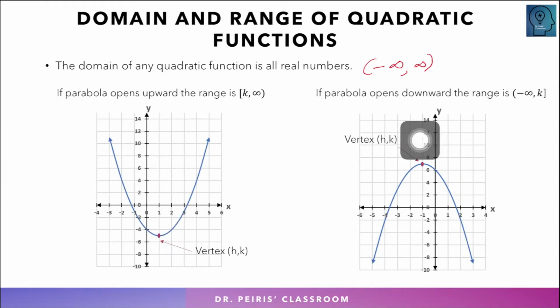And now this is the case when the parabola opens downward. In this case we have a maximum. Here is the maximum, so the vertex corresponds to the maximum value of the parabola. The y values go to negative infinity. So the y values go from negative infinity to this maximum value, which is k. So the range is minus infinity to k. Again, it's a square bracket for the k because the value of the k is within the function.